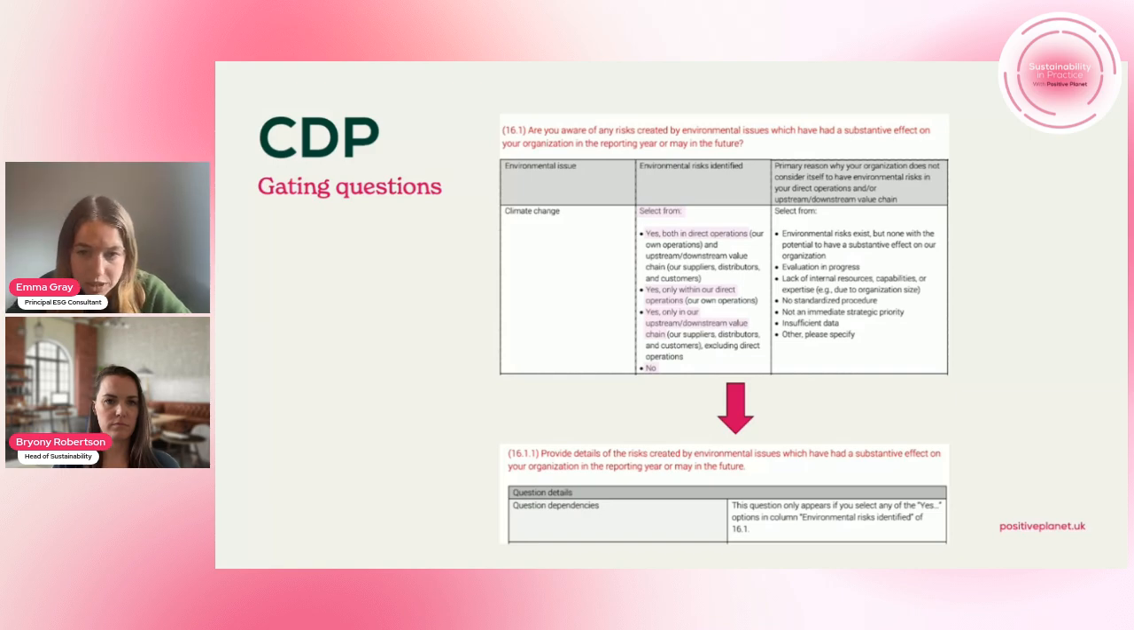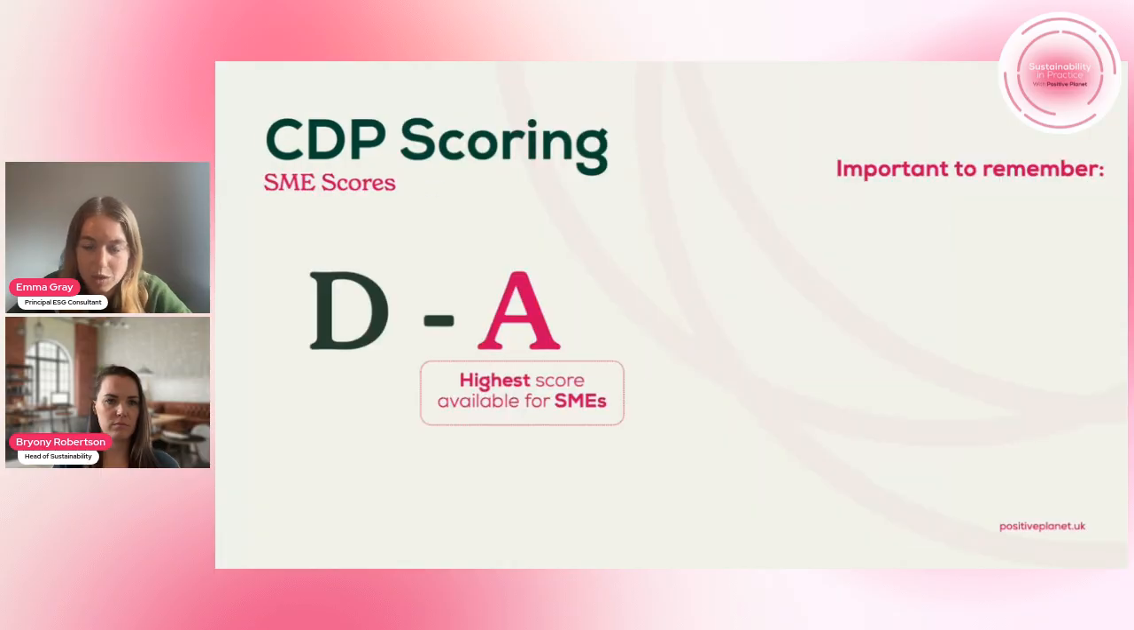And when it comes to CDP points, the scoring works on a tiered system. SMEs can score between a D and an A to pass. Technically, the lowest score an SME can get is an F, but this is where they haven't submitted the information properly, or there were potentially just huge gaps in the disclosure.